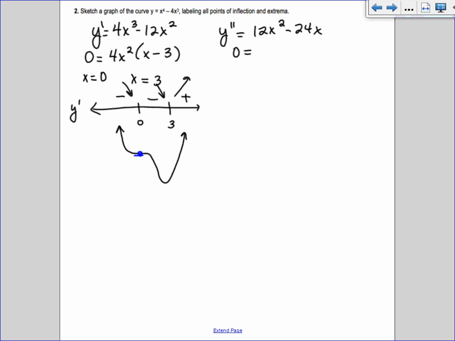Okay. Now the next one. So if I set y double prime equal to 0, I pull out a 12x. I have x minus 2. So I get x equals 0 and x equals 2.